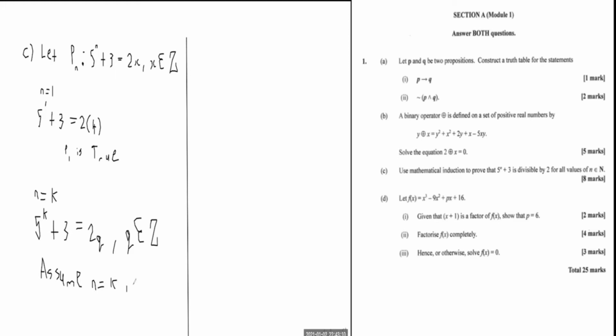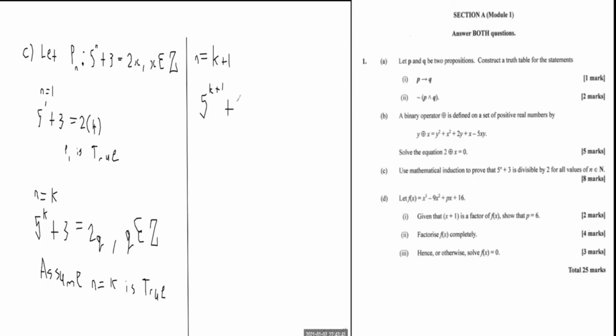So now that we assume n equal k is true, you only need to look at the final step now, and the final step is to prove that n equal k plus 1 is true if n equal k is true. So now when n is equal to k plus 1, what we're going to get is 5 to the k plus 1 plus 3.